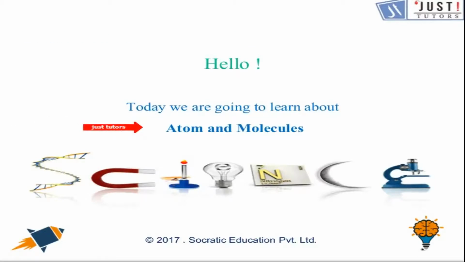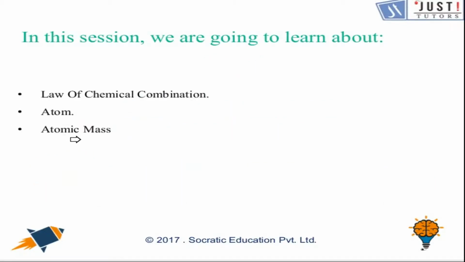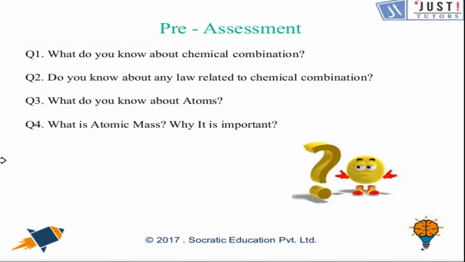Under this lesson we have three subtopics to complete. First is law of chemical combination, then atom, and at the end we will be reading about atomic mass. Going further, we have a little pre-assessment for you. Make sure you complete all the questions before moving further. If you do all these questions, you would have a better understanding about further topic.